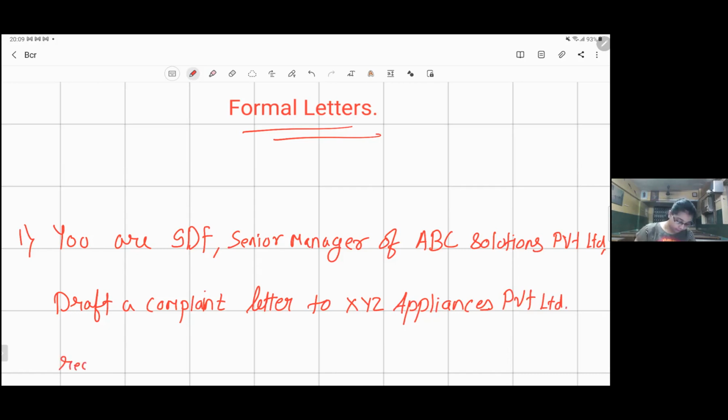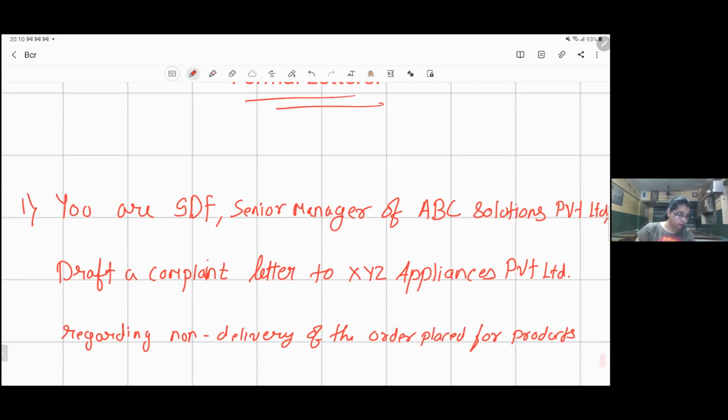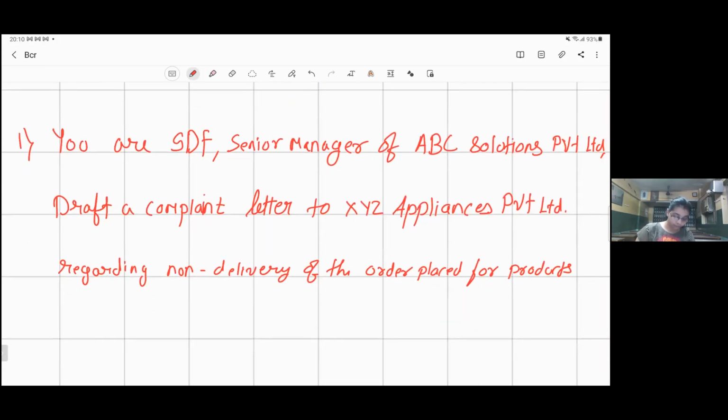regarding non-delivery of the order placed for products that is triple X and double XY. Clear?